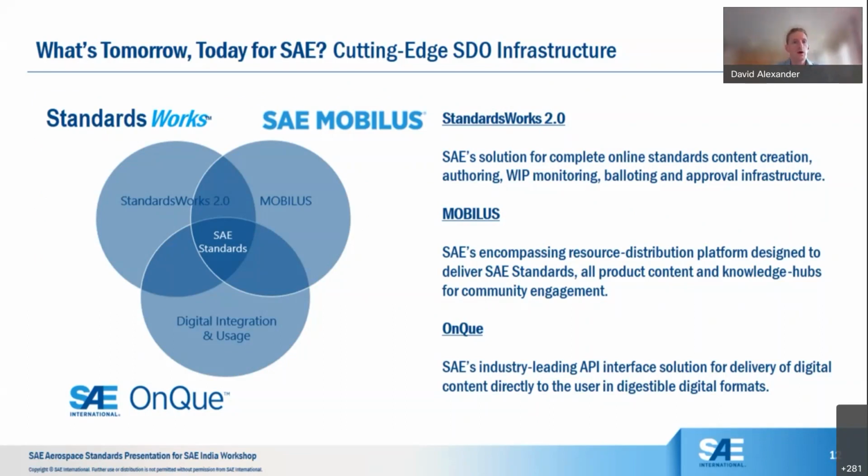Then they're placed on our Mobilus platform, which is a research platform with all of SAE's content, whether it's standards, technical papers, journal articles, magazines, white papers, and also professional development and training content. So it's a great research platform. Then Oncue is our very newest platform, and if you go to the next slide.